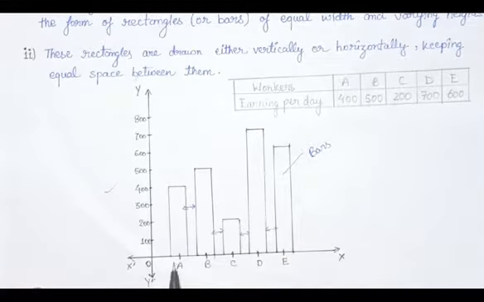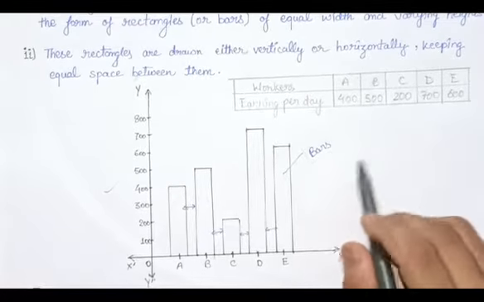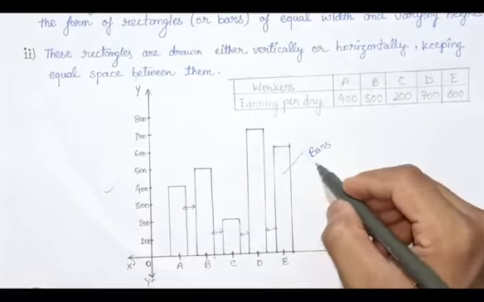Also here you can see that these rectangles are of equal width. Each rectangle has equal width and changing height according to their numerical values. That's why these rectangles are known as bars.